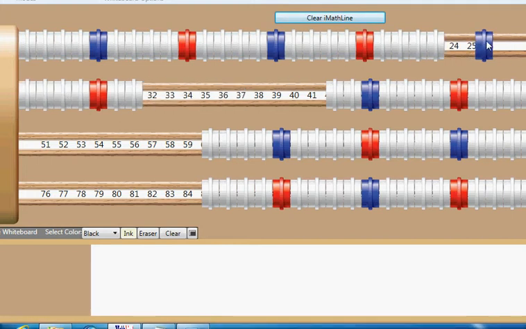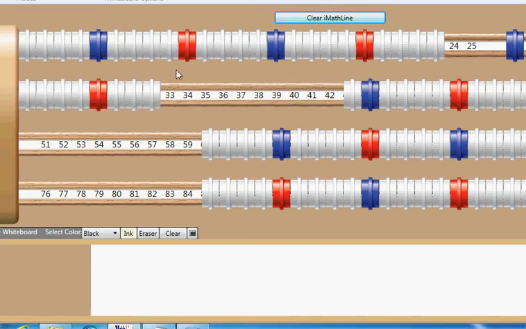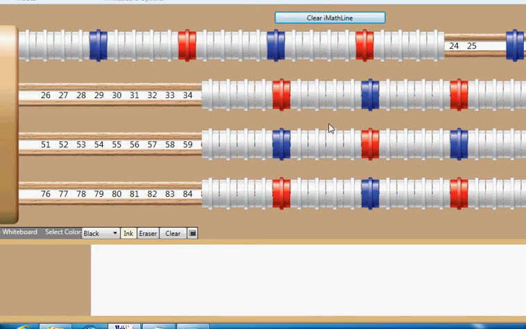Some students for this group, they might end up ignoring this ring up here and just count 1, 2, 3, 4, 5, 6, 7, 8, which would put our fourth group of 8 at 33. We can't do that. We can't ignore this ring. If we start a group on one bar, it continues on the next. 1, 2, 3, 4, 5, 6, 7, 8.